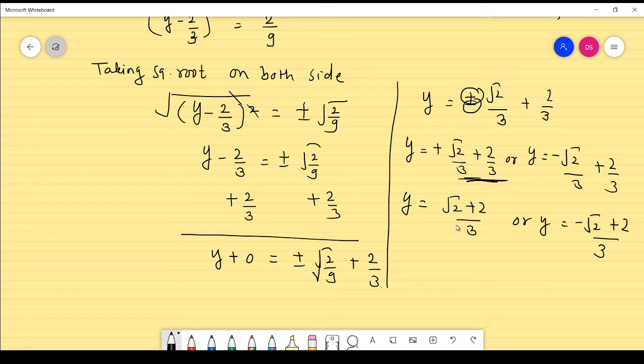Problem number 5 and problem number 6 I'll solve in the next session. For today's session, I'm just providing you homework on the basis of the completing square method. So for today's session, let's stop here.